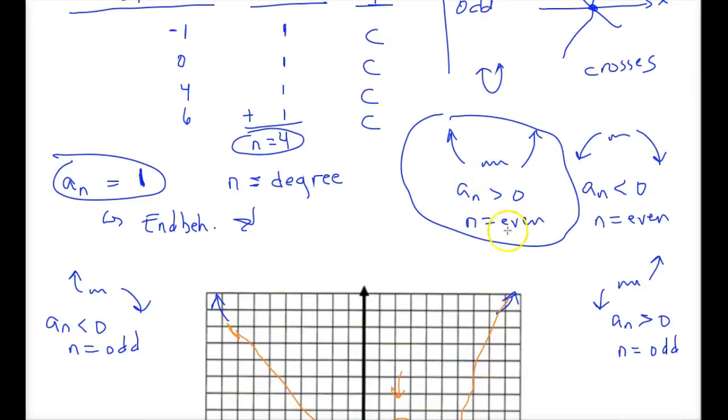First choice is like a positive x squared. Second choice is like a negative x squared. Third choice is like a positive x cubed. And fourth choice is like a negative x cubed. Okay, so now we'll go ahead and move on to another example.